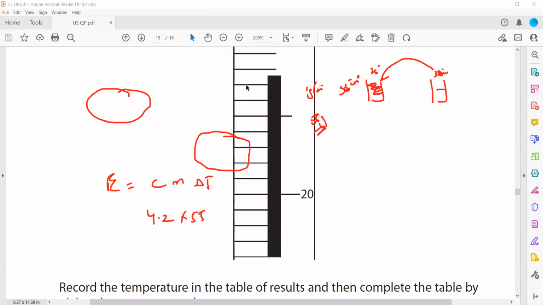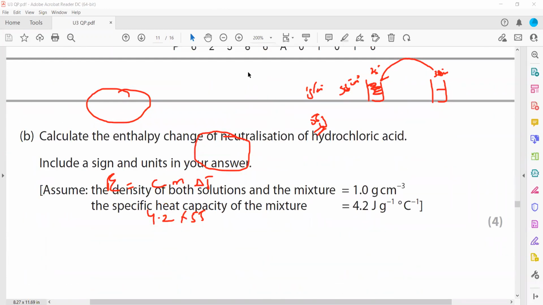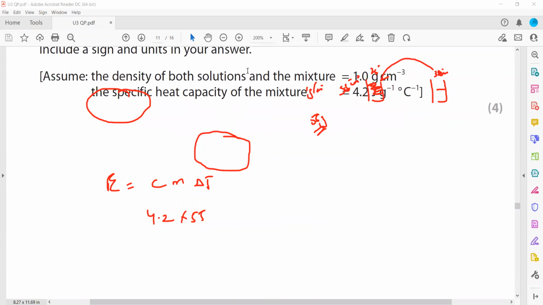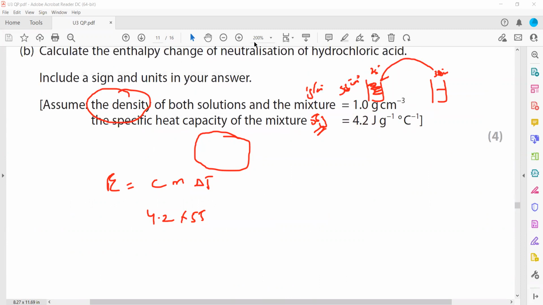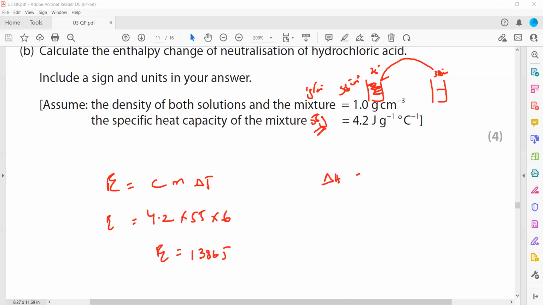And then delta T, the change in temperature when we mix the two solutions with each other. The change in temperature was 6. So when we multiply these factors, this will give us how much energy change occurred. But we need enthalpy change after getting the energy. When we multiply this, the energy will be 1386 joules. But we need enthalpy change. Enthalpy change is energy per mole.